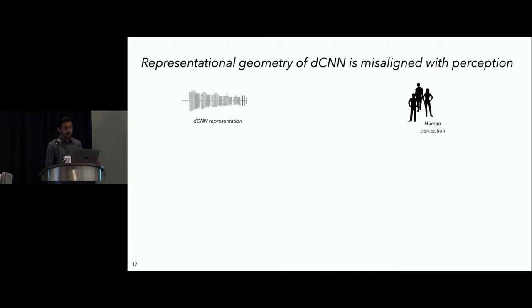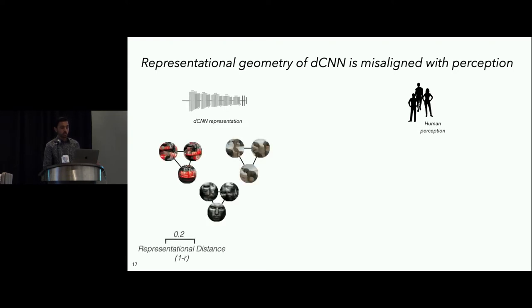So to understand why these models seem to be behaving so differently from human observers, we examined their internal representational geometry. We can look at the representational distances between pairs of real and scrambled object images within the last convolutional layer of a DCNN model, and then visualize these pairwise distances in two dimensions, which is what you're looking at here on the left. And what this tells us is that the internal representations in the DCNN models don't treat the natural image, the real object, very differently from these synthesized scrambled images.